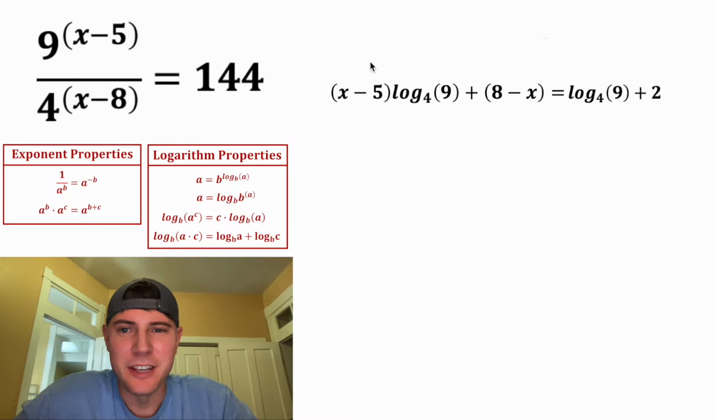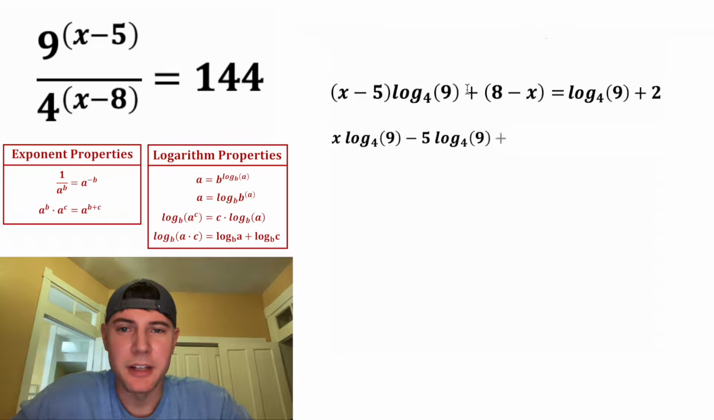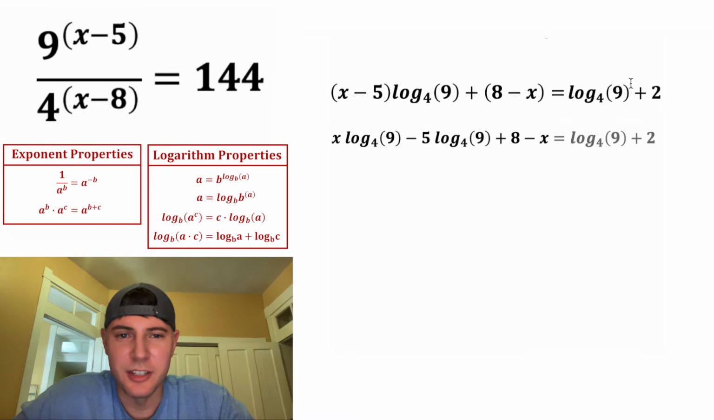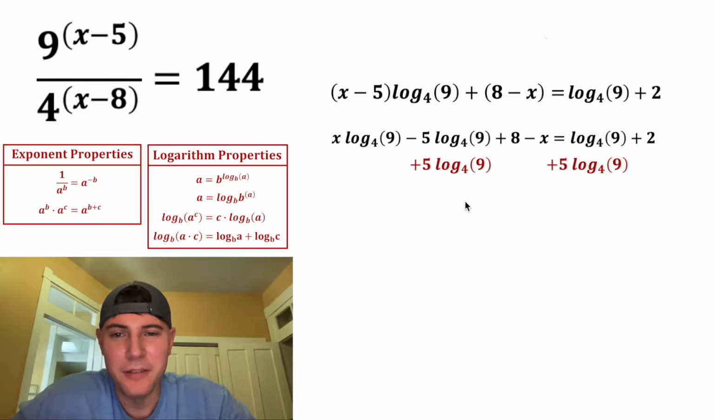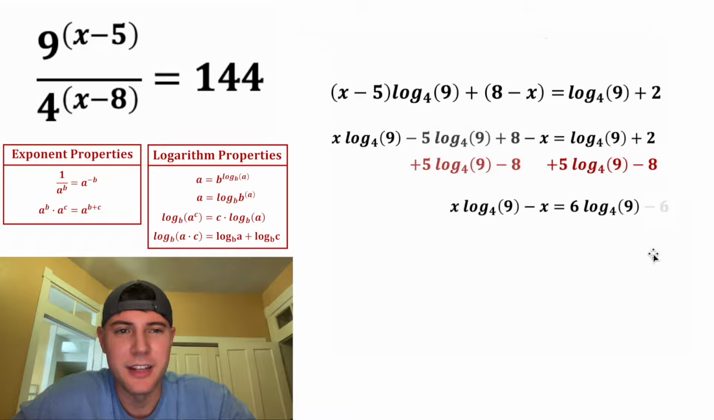Now let's go back to the left-hand side. This log base 4 of 9 can distribute to both of these terms. So we'll have x log base 4 of 9 minus 5 log base 4 of 9. And then we're going to add to that 8 minus x. And that's all still equal to this. Now let's try to get these two x's by themselves. Let's add 5 log base 4 of 9 to both sides, and let's subtract 8 from both sides. This stuff will all go away. So on the left-hand side, we'll have x log base 4 of 9 minus x. And on the right-hand side, log base 4 of 9 plus 5 log base 4 of 9 is equal to 6 log base 4 of 9. And then positive 2 minus 8 is negative 6.